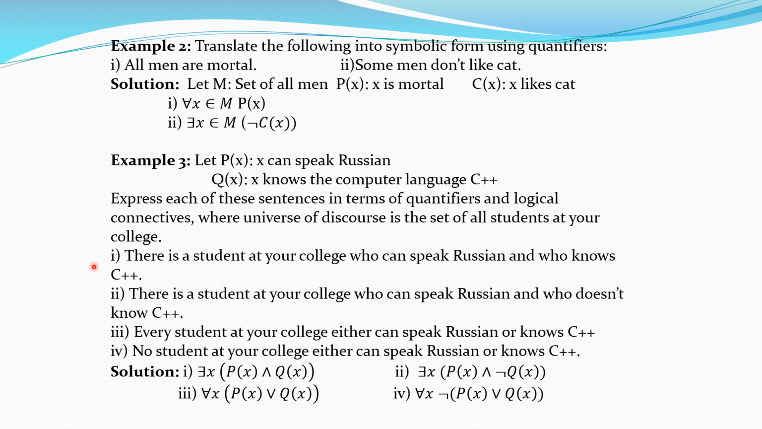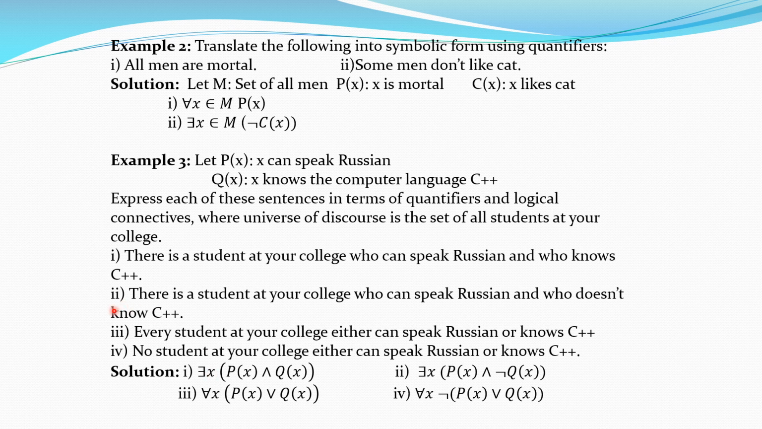Now see, there is a student means this is the existential quantifier. So we use here there exists x. Now what is given about that student? He can speak Russian. He can speak Russian means Px. He knows C++. It means Qx. So we have to write Px, Qx. But the logical connective and is used here. So Px and Qx means there exists x such that Px and Qx. That is the symbolic form.